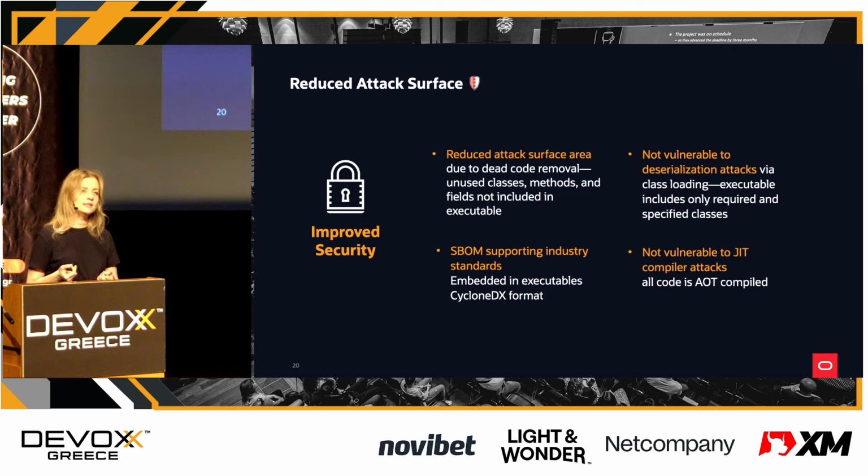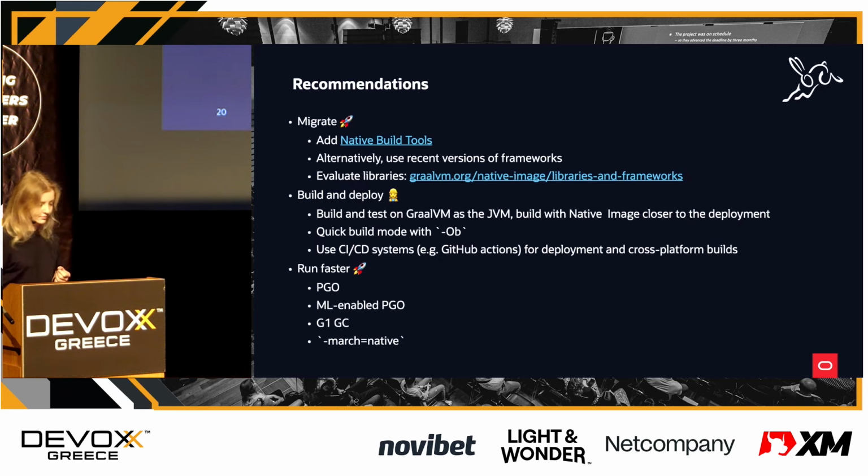And last but not least, there is no longer a JVM JIT compiler at runtime, and there are some attacks that attack the JIT compiler specifically. So those are just not possible with native image, because there is no JIT compiler in the end. It's all ahead-of-time compiled machine code.